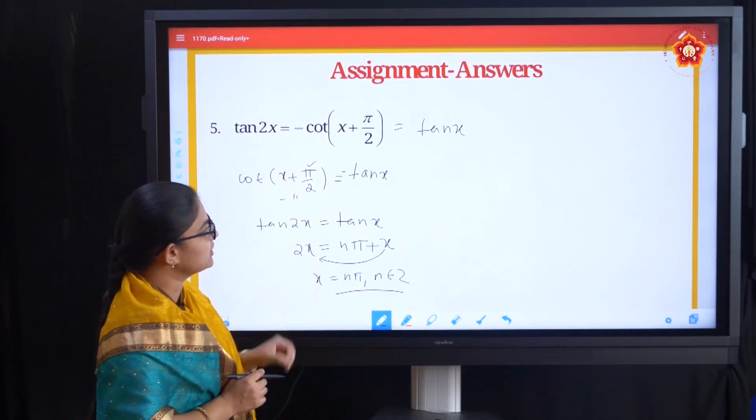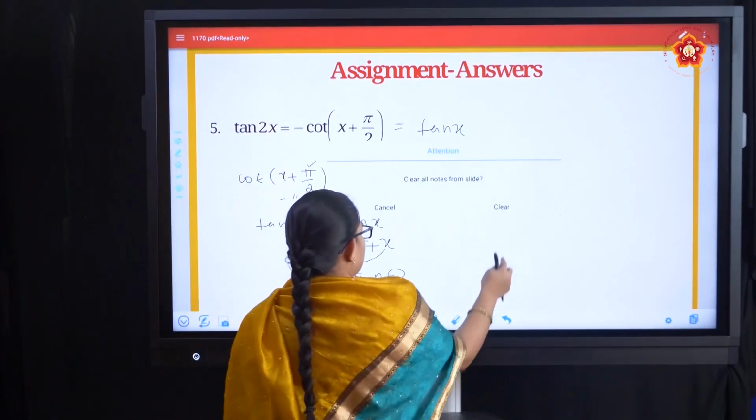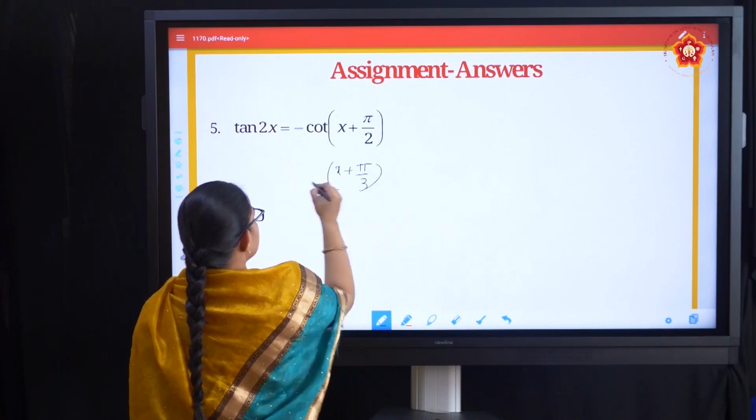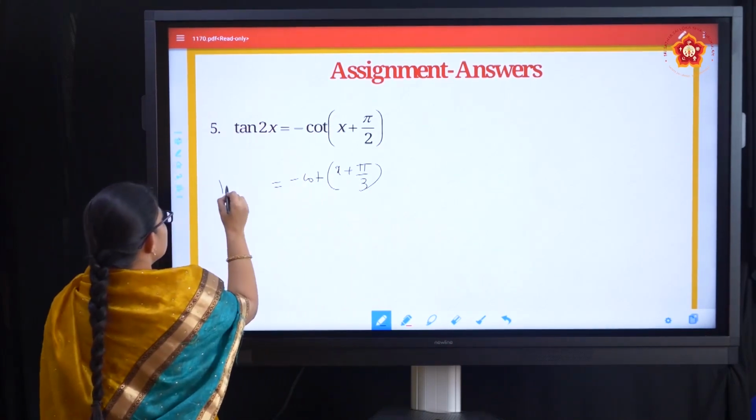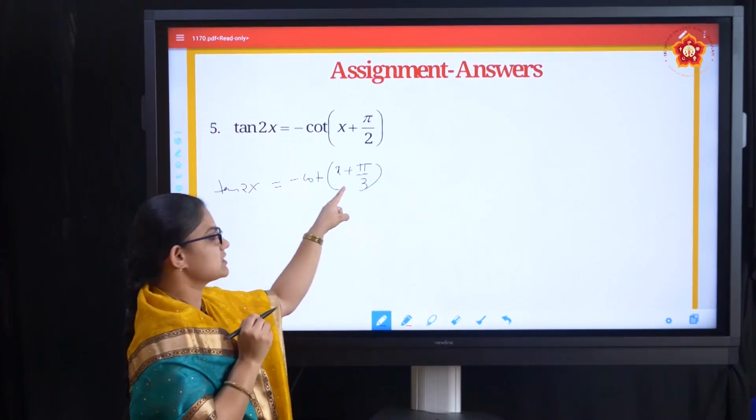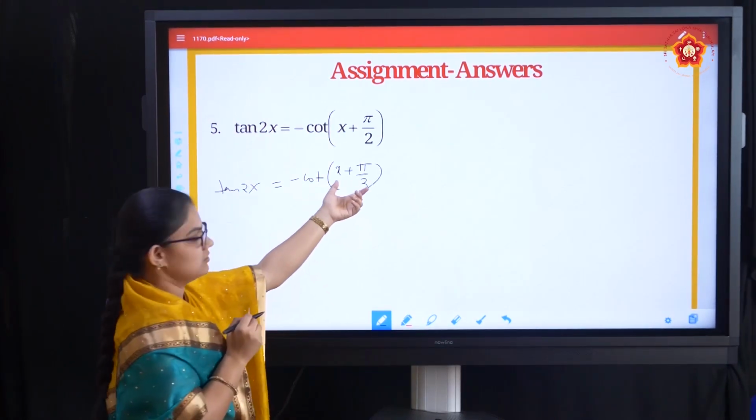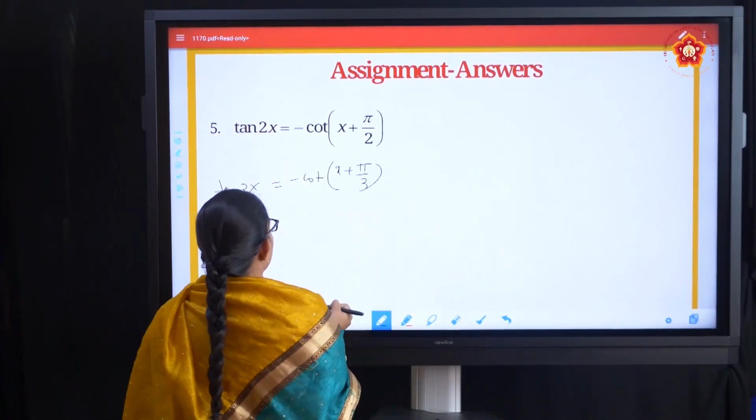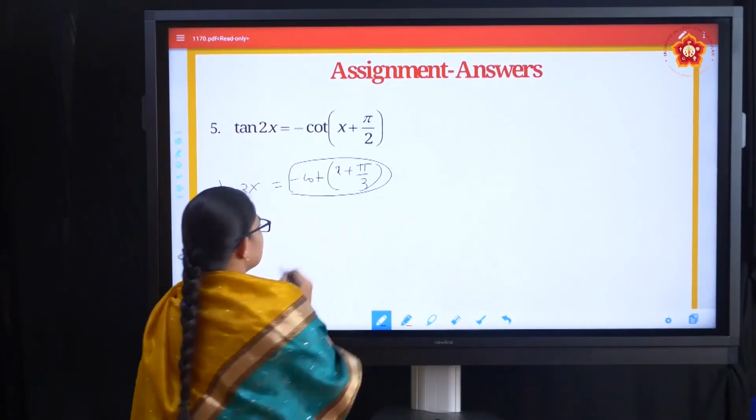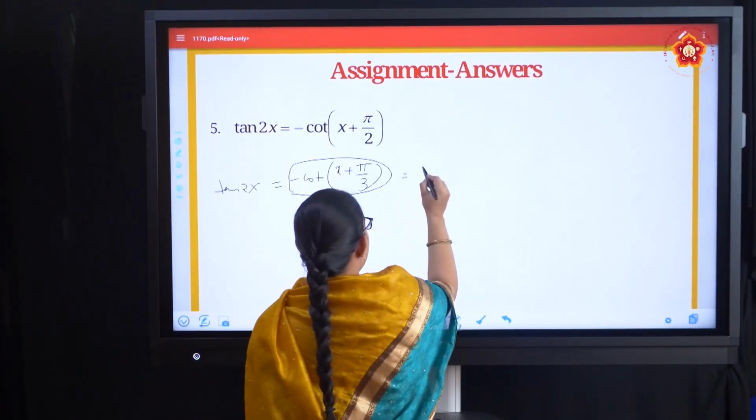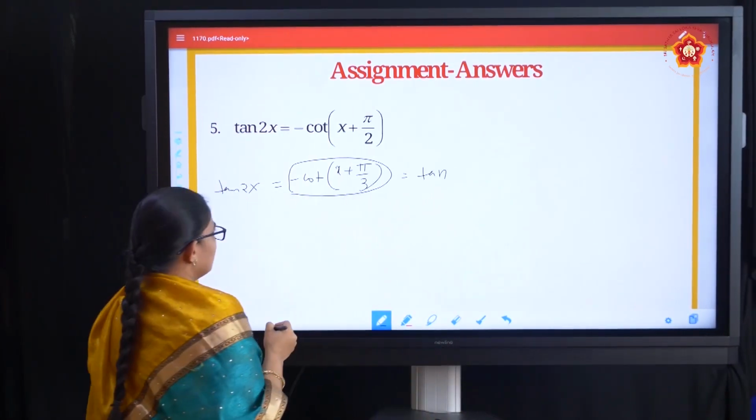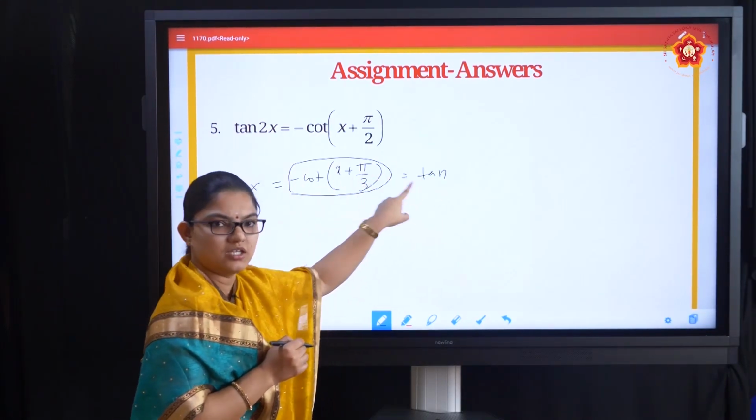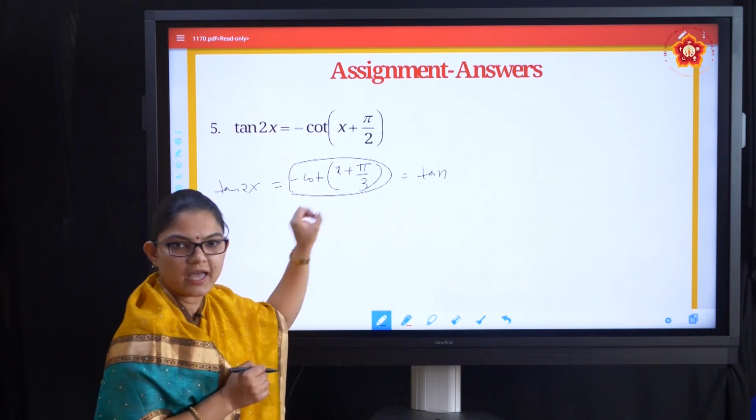Similarly, we can consider a similar kind of problem where we have x + π/3. If it is given, then what will you do? tan 2x = −cot(x + π/3), for any angle I have taken π/3. So the whole right hand side we have to express in terms of tan of some angle. We know that tan will change to cot, or cot will change to tan, if π/2 is involved in the angle.